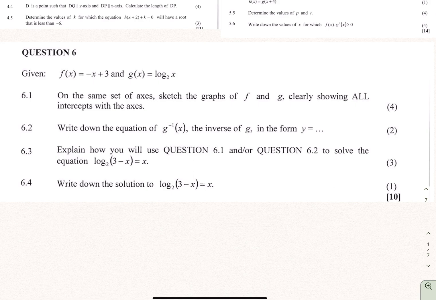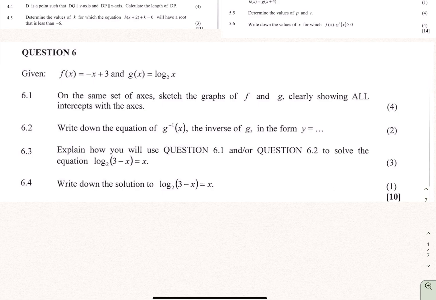Our last question. Well, it's a combination of a straight line and a log function, so you must switch your mind to a straight line and this stuff of your log. They are saying, given f at x is equal to negative x plus 3 and g at x is equal to log base 2 of x, on the same set of axes, sketch the graph of f and g, clearly showing all the intercepts with the x-axis.